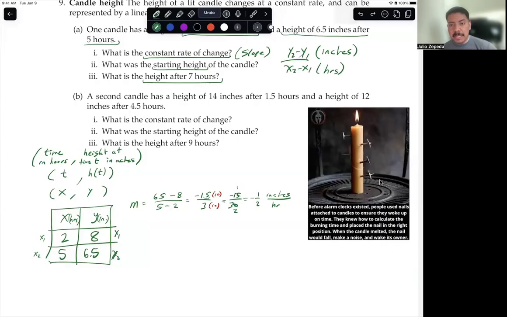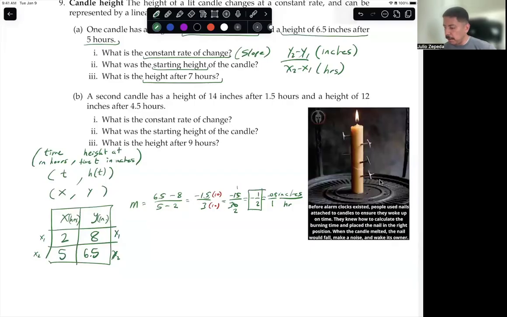You can also write negative 1/2 a different way. This is negative 0.5, which is negative 1/2, so we can write it as negative 0.5 over 1 to describe that we lose half an inch each hour. Half an inch each hour is the same thing as 1 inch every 2 hours. However you want to think of that, I'll use negative 1/2 as my slope.